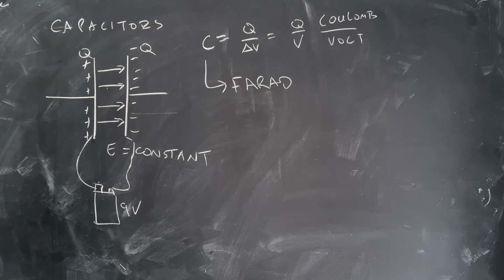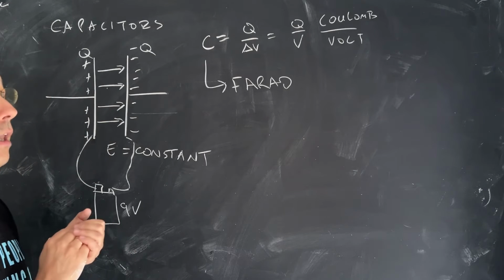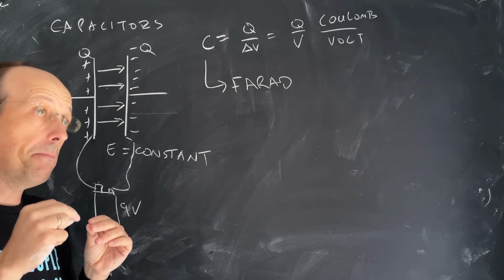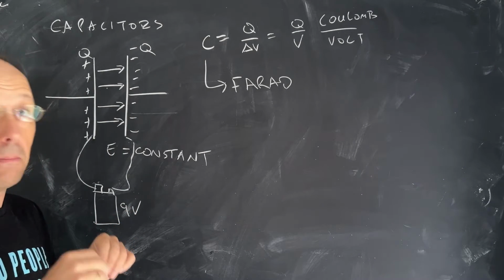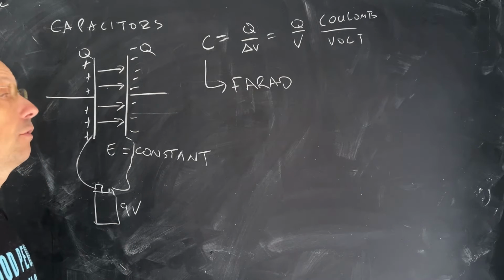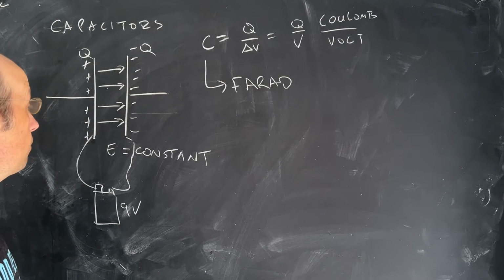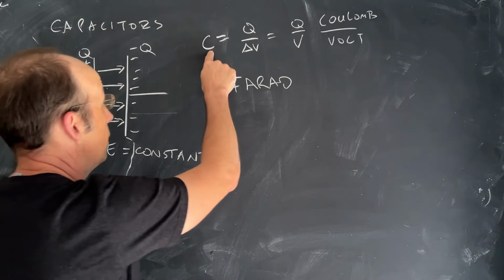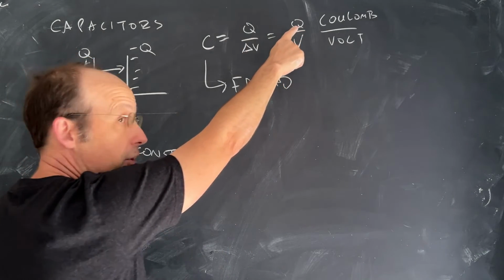And a 1 farad capacitor is quite large. Many times we're dealing with nanofarads, microfarads. They're usually much smaller. Okay. But this comes up a lot. This is the capacitance. It actually does not depend on the charge.